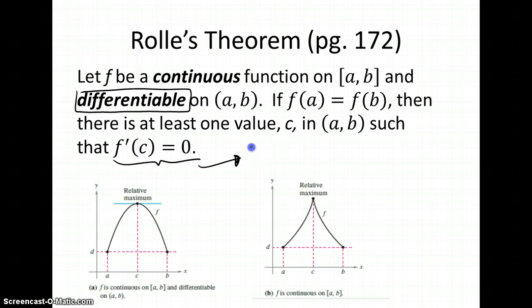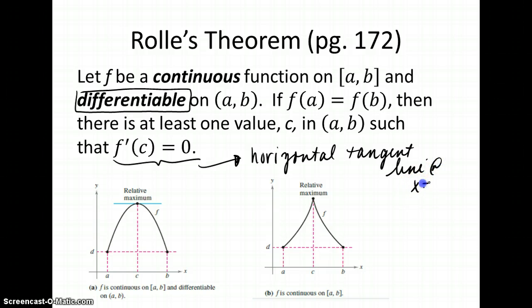What would this look like graphically? There'd be a horizontal tangent line at this value that we would find that we're calling c. And if we look at the graph, the function is continuous and differentiable everywhere. Differentiable just meaning you can find a derivative. Then there exists some value where a horizontal tangent line would exist. Where does a horizontal tangent line exist? When the derivative equals 0.